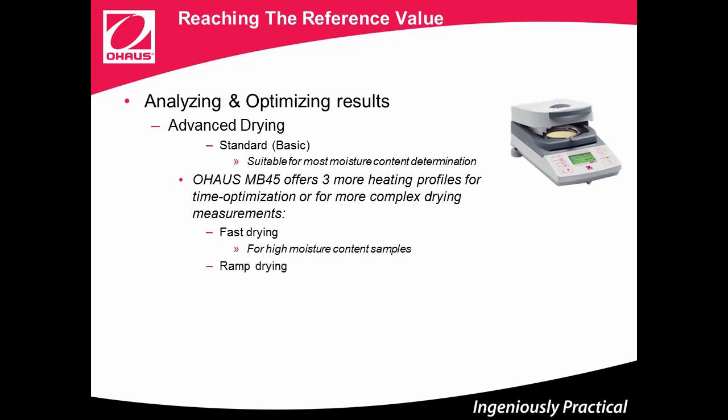Ramp drying. The equipment slowly reaches desired temperature, ideal for temperature-sensitive samples. And step drying. The equipment will reach the desired temperature in steps, ideal for samples with different types of moisture layers.